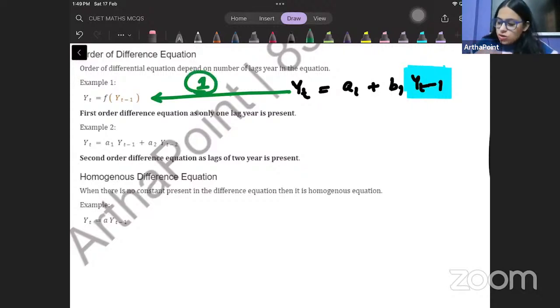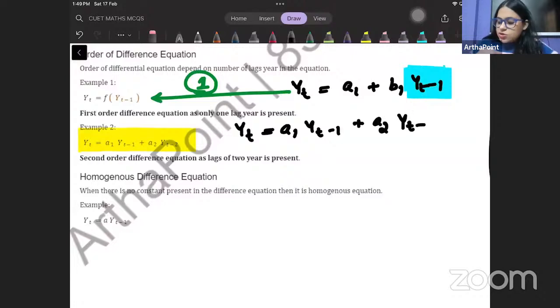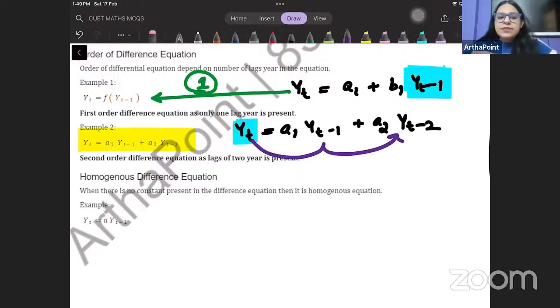But in this case, look at the second example. Here I am going back 2 periods, right? I am saying that this year's value is equal to a1 yt minus 1 plus a2 yt minus 2. So I am saying that this value is dependent on the last 2 lags. Then the order of the difference equation will be 2, and so on and so forth.